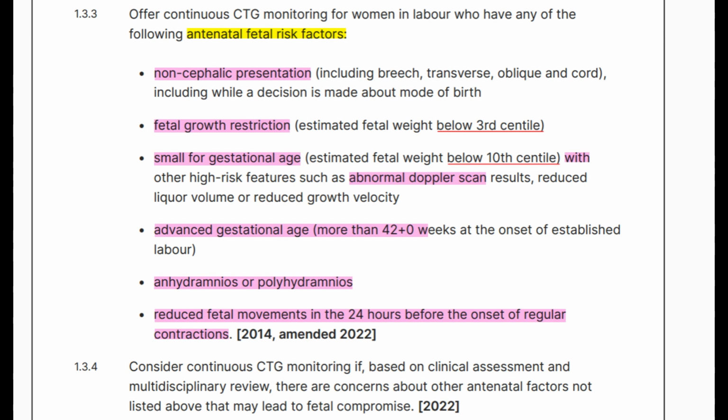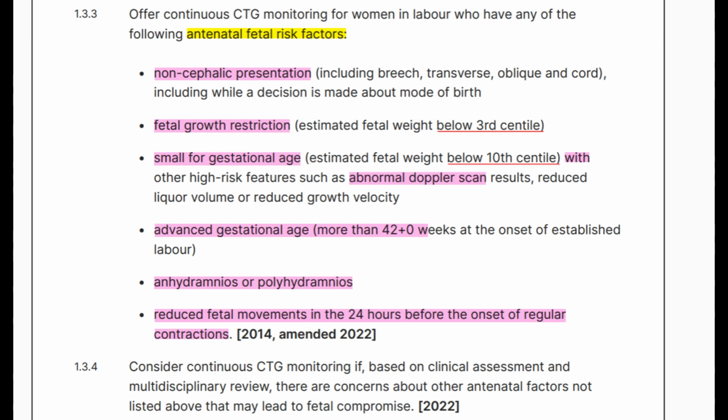Offer continuous CTG monitoring for women in labor who have any of the following antenatal fetal risk factors: a non-cephalic presentation, including breech, transverse, oblique, and cord, including while a decision is made about mode of birth; fetal growth restriction, estimated fetal weight below 3rd centile; small for gestational age, estimated fetal weight below 10th centile, with other high-risk features such as abnormal Doppler scan results, reduced liquor volume, or reduced growth velocity; or advanced gestational age, more than 42 plus 0 weeks at the onset of established labor; or anhydramnios or polyhydramnios, or reduced fetal movements in the 24 hours before the onset of regular contractions.